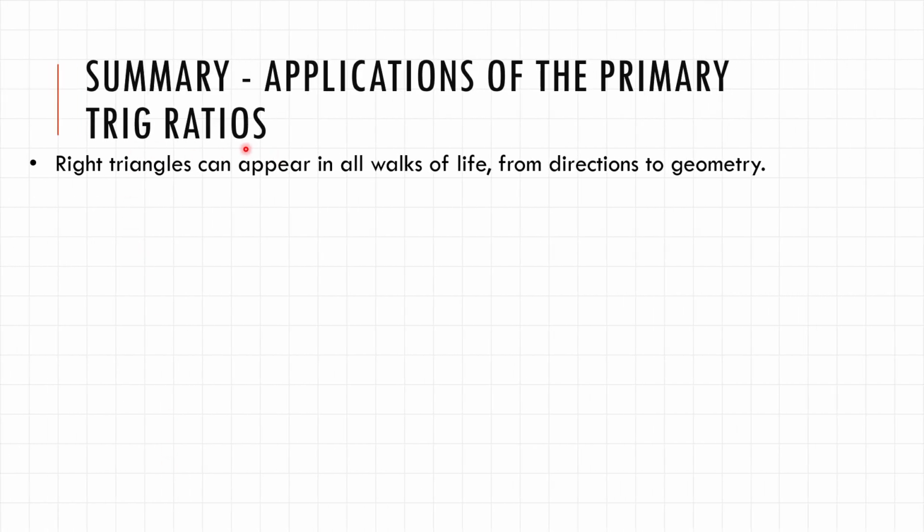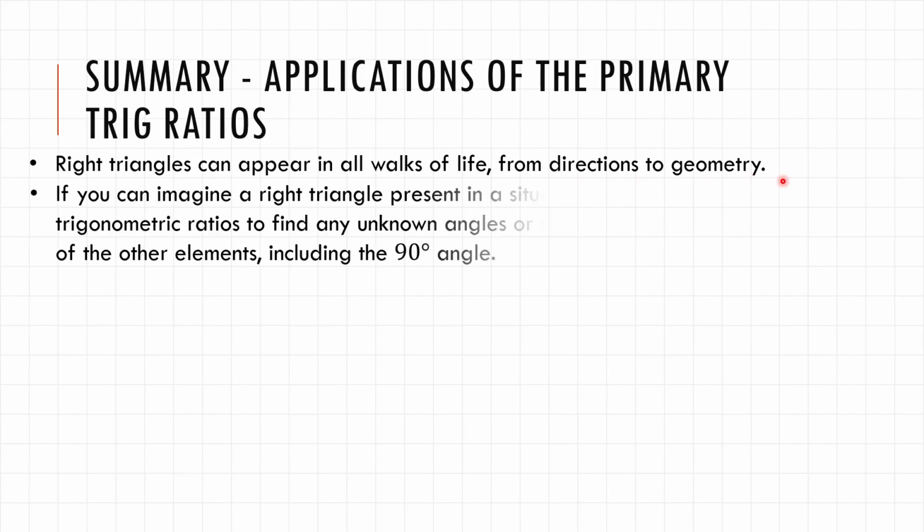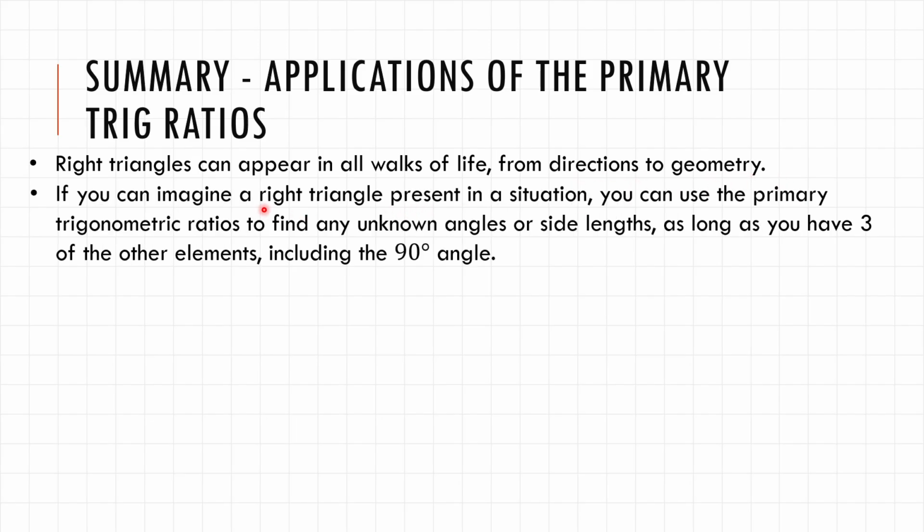After we learned about the trig ratios, we learned about where they show up in real life. They show up in giving people directions, they show up in geometry. Basically, in any situation, if you can imagine a right triangle, you can use the trig ratios to find a side length or an angle measure, as long as you have two other elements, plus the 90-degree angle that that right triangle has.